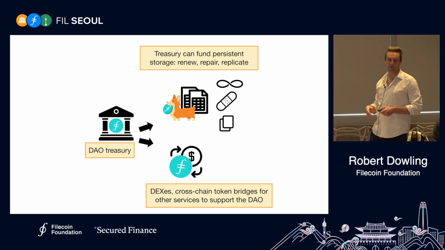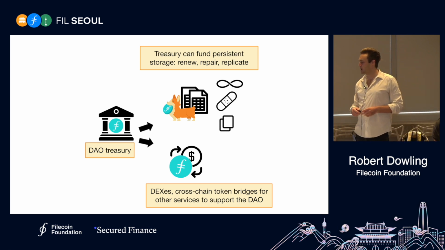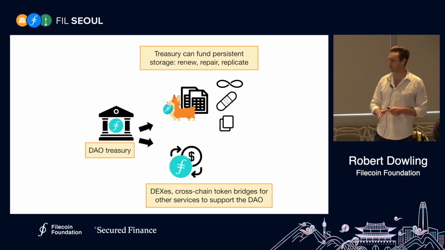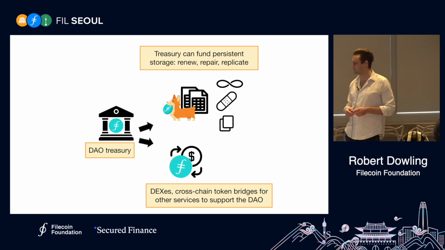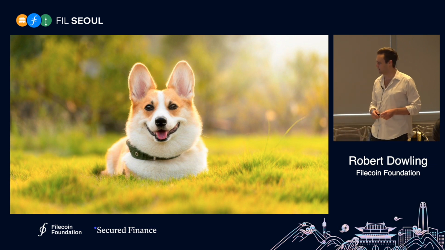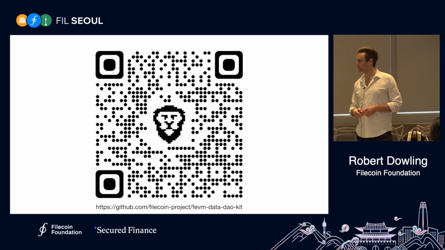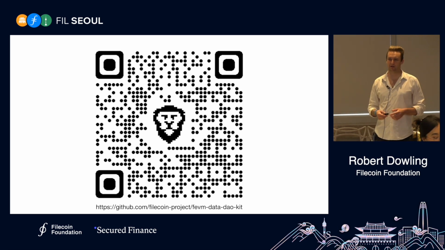And maybe they can build other cool things with FVM. For example, the Treasury can handle persistent storage. You could do renewal, repair, and replication, which maybe we'll get to at the end if we have time. Or you might send some of this Treasury money to a DEX or some type of cross-chain token bridge to have other services that might support the DAO. And the result is maybe happier, healthier corgis.